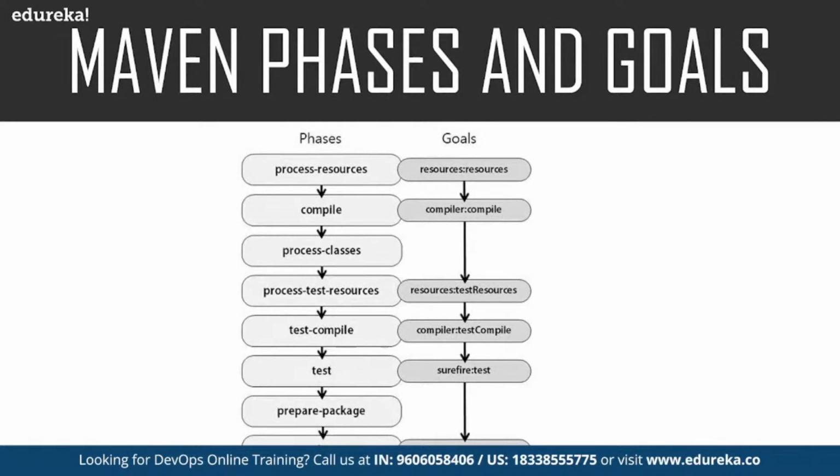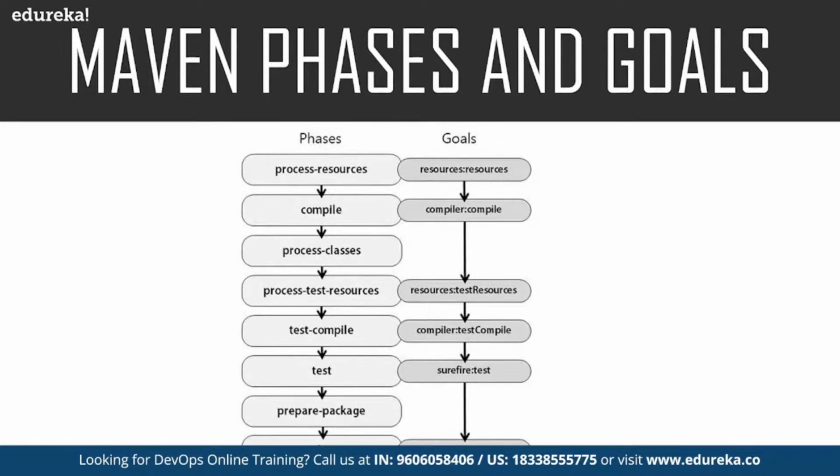Here are some of the most important phases in the default build lifecycle. Validate: this phase checks if all the information necessary for the build is available. The compile phase compiles the source code of the project, whereas the test compile compiles the test source code. The test phase is responsible for running the unit tests of the application.